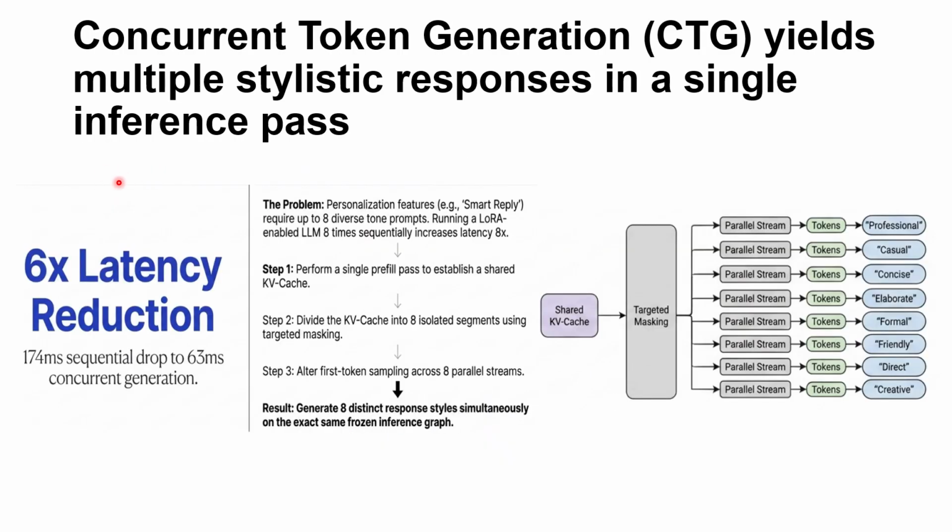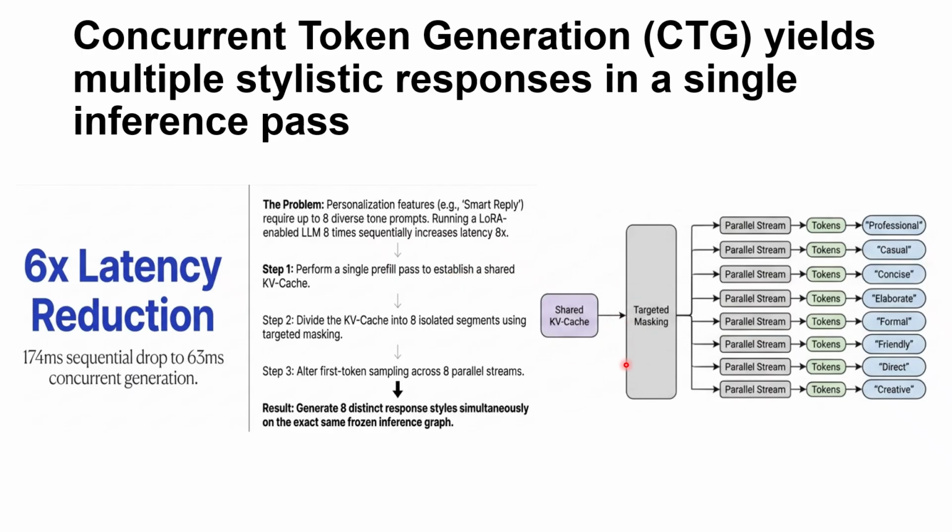Coming to decoding strategy optimization, one of them was concurrent token generation, which is nothing but CTG. So, what was the main idea behind it? Generally, personalization features like smart reply often require multiple tone options such as formal, polite, and casual. So, sequentially running these would increase the latency by 8x. So, how are we solving it?